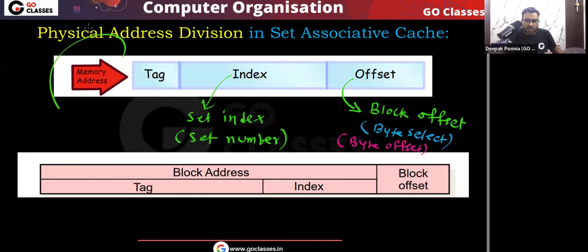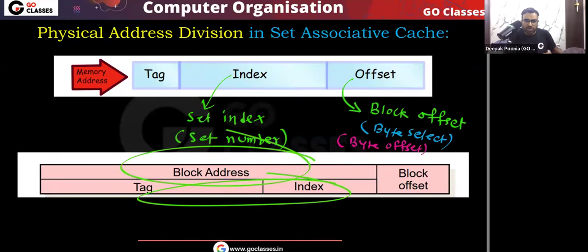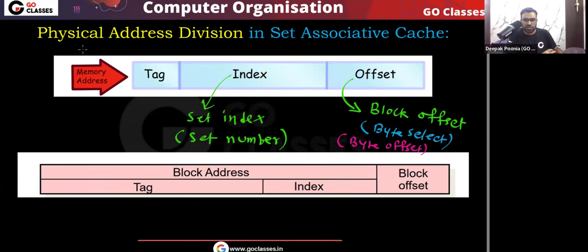So I can say that this memory address you can divide into two parts. One is block address, another is block offset. Whatever type of cache memory you take, the main memory address, the physical address, you can divide into two parts: block address and block offset. So tag and index combined is called block address. Very simple. This is the physical address division in set associative cache.